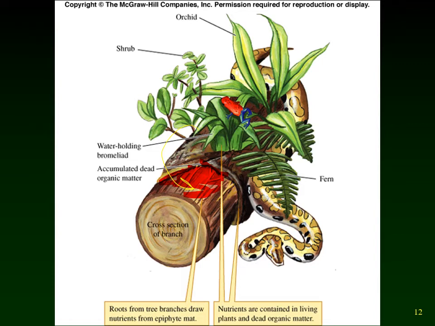The trees will even sometimes send roots up the trunk and back up onto the branches so they can take advantage of these epiphyte mats. These epiphytes are actually really popular now. People like to grow these little air plants and little orchids and ferns and things like that. They're not parasites. They're just using the tree for support.